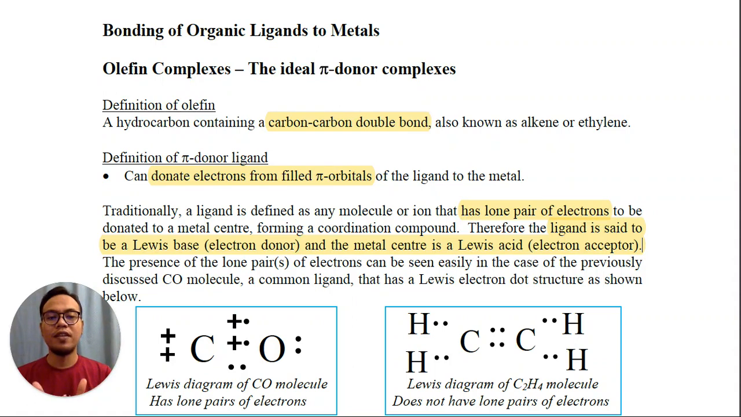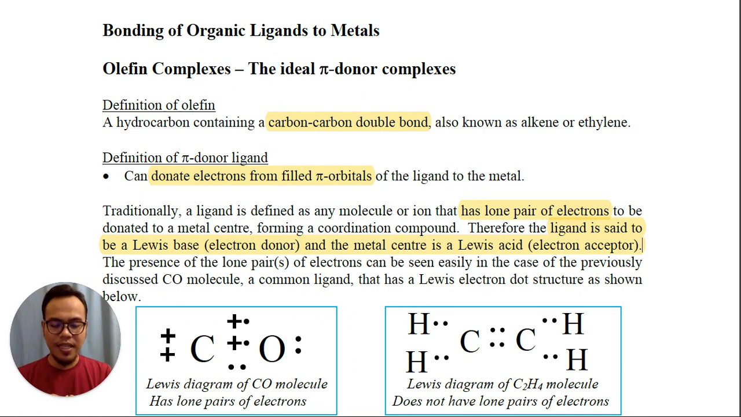We are going to learn bonding of organic ligands to metals. Before this, we have learned one type of ligand, which is carbonyl ligand. So we do know how these carbonyl complexes are formed. Today, we are going to learn another type of ligand, which is called olefin.